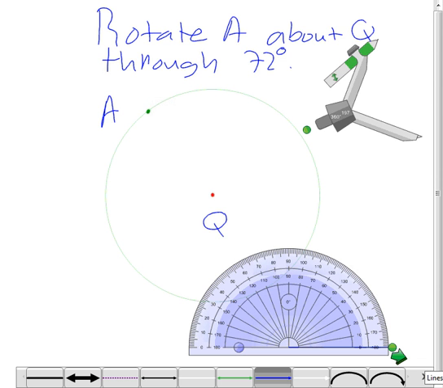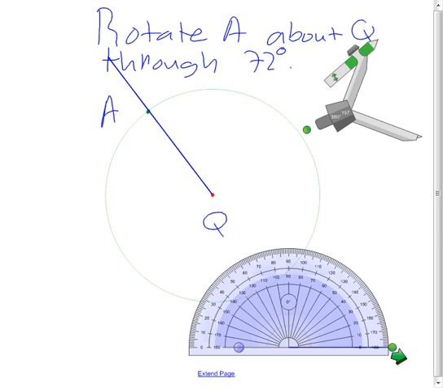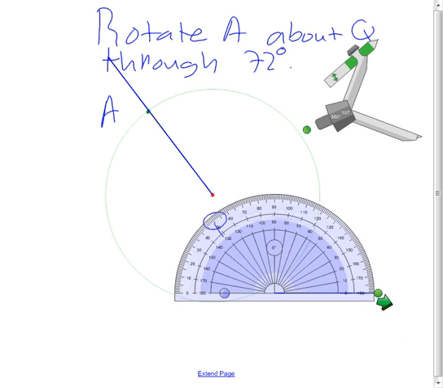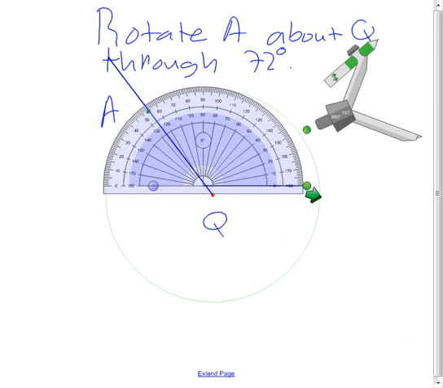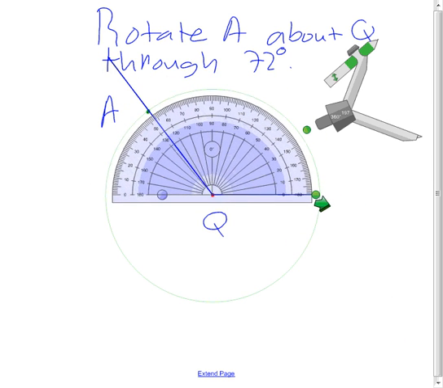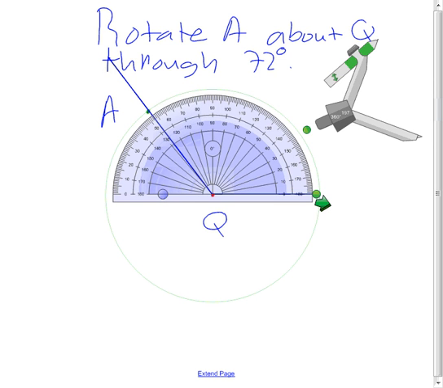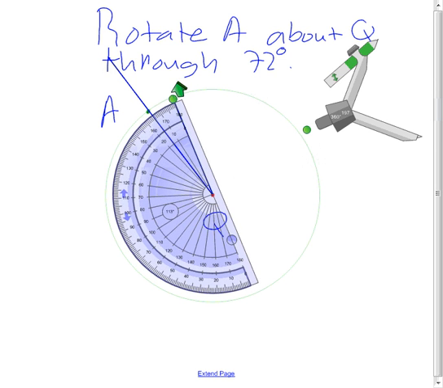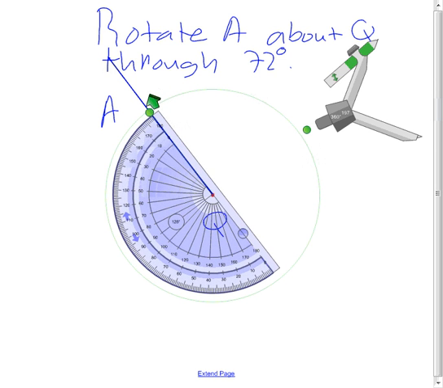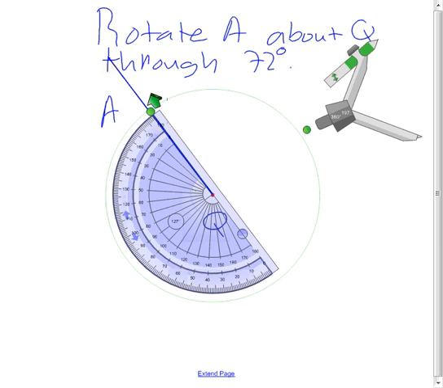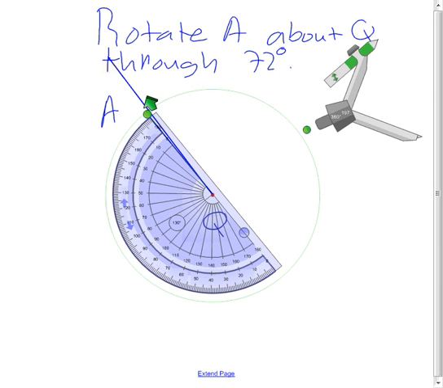So the first thing I'm going to do is make a ray from Q through A. Okay, and now I want to measure a 72 degree angle. Okay, so I'm going to bring my protractor up and put that center point on my center of rotation.